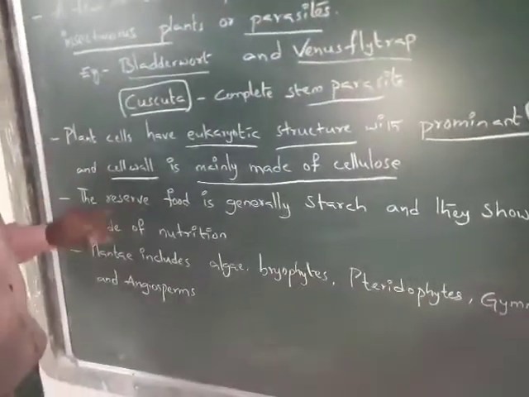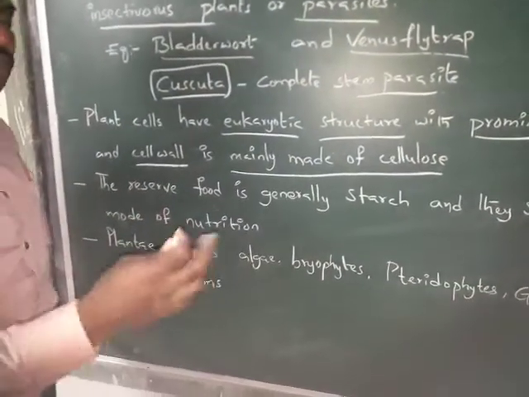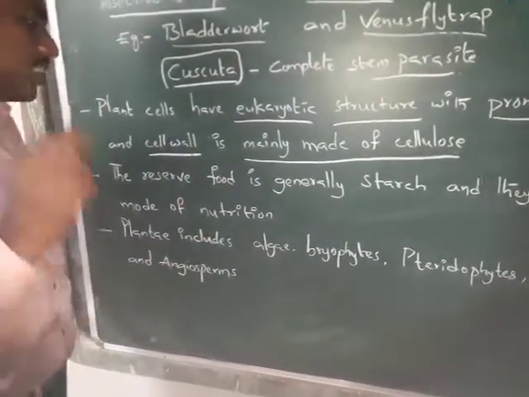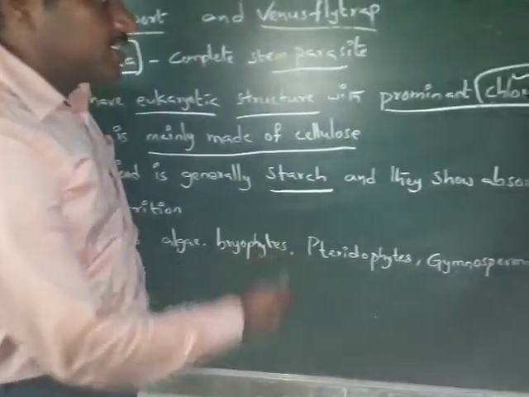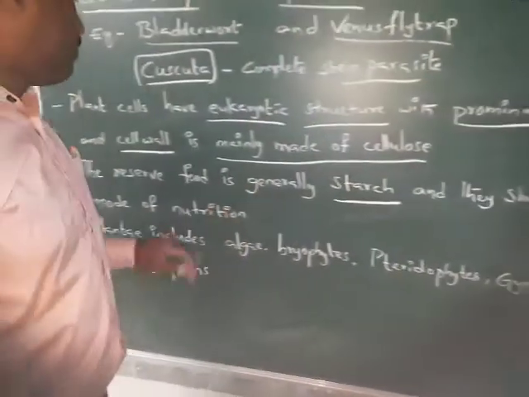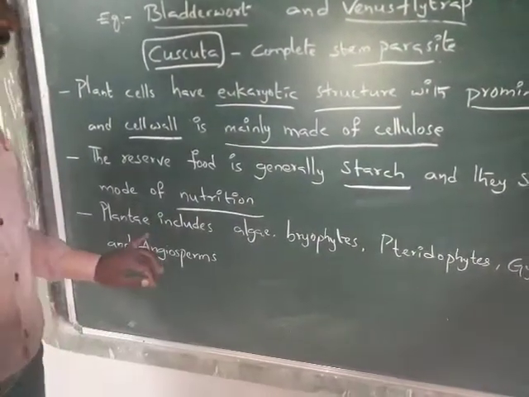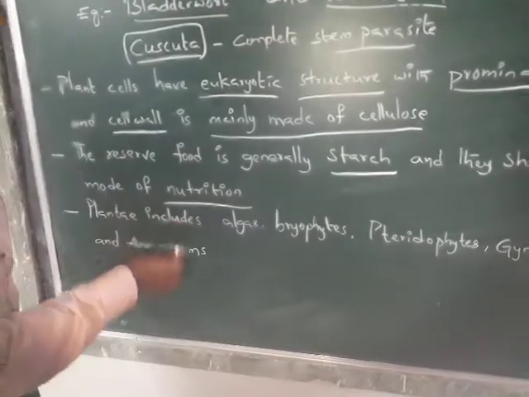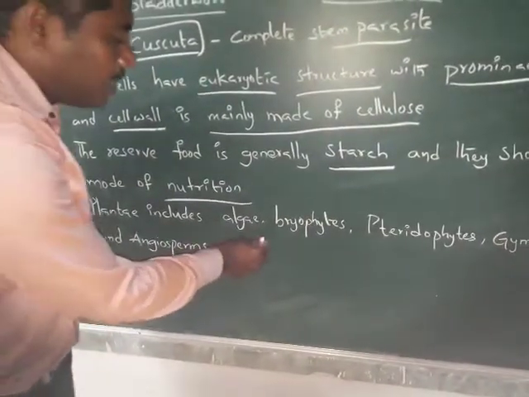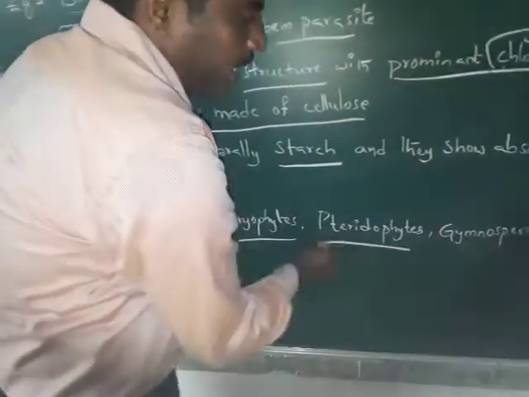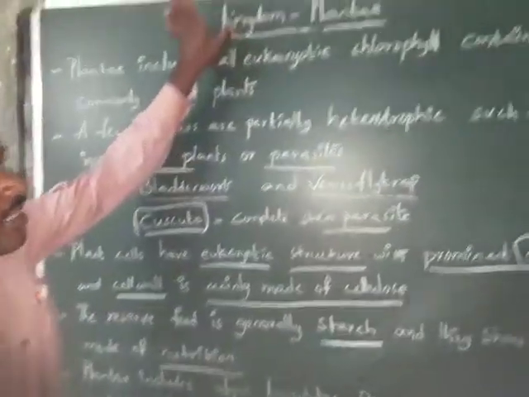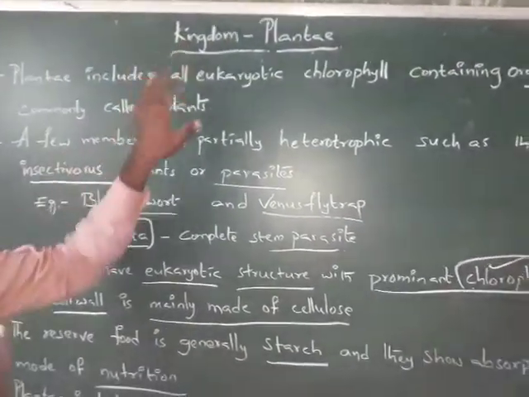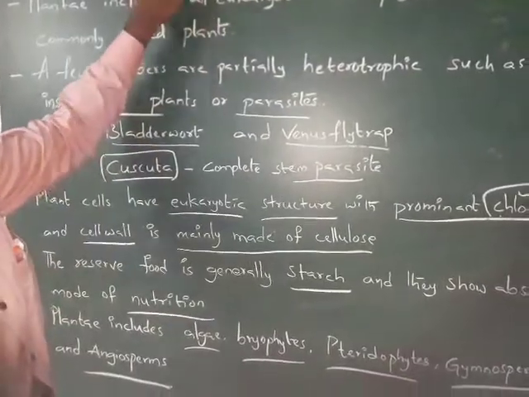After photosynthesis, the reserve food material is generally starch, and they show an absorptive mode of nutrition. The kingdom Plantae includes algae, bryophytes, pteridophytes, gymnosperms, and angiosperms. These are the general characteristics of Plantae.